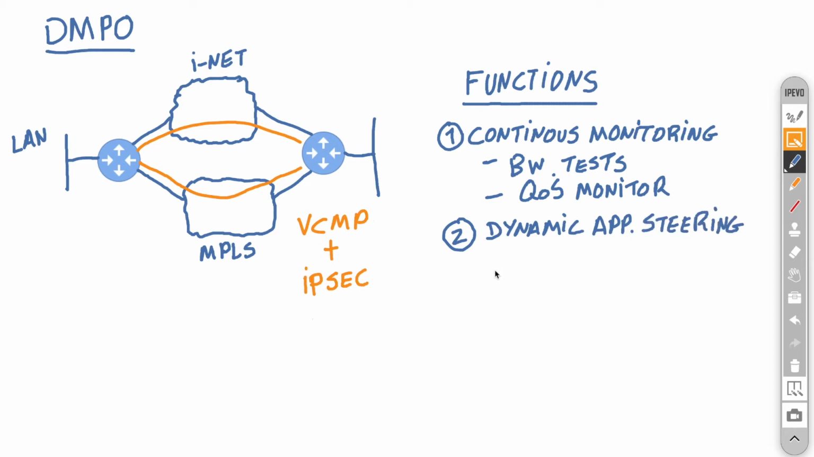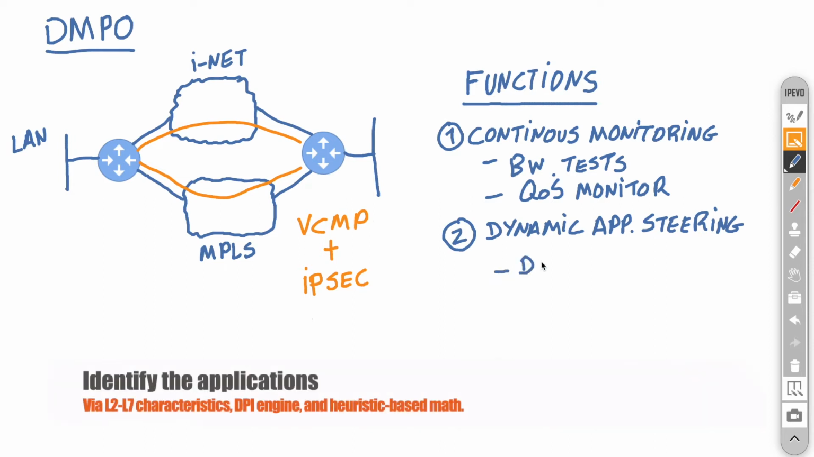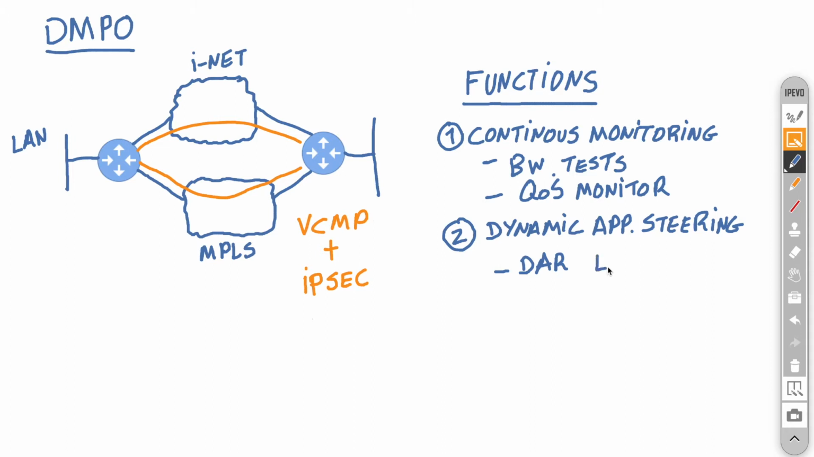First of all, we need to identify the application. So we have a dynamic way of doing this with the dynamic application recognition engine. And we use things such as layer 2 to layer 7 attributes, an application database, and also heuristic-based mathematics. Now, once we understand the application, we are then able to steer per packet.